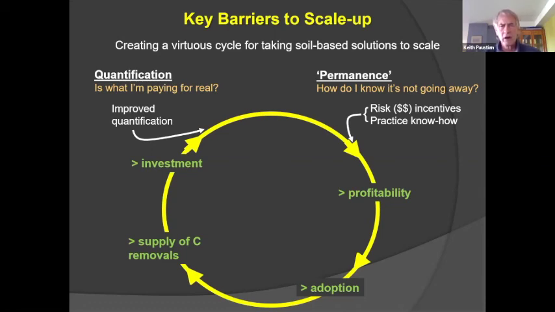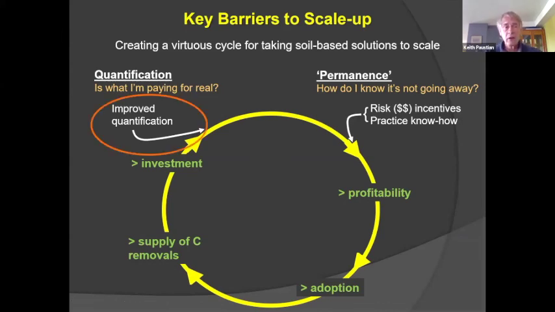If it's a better practice and you can get to it, then the chances of maintaining that over time are better. But of course, I think all of us recognize that there are risk issues to deal with, and so there is definitely a need for financial incentives to get over that. And then on the other side, quantification: improved quantification gives more confidence to business and other actors in this space. So with these kinds of interventions, you have the possibility of increasing the profitability of the producers, leading to increased adoption, leading to an increased supply of carbon removal that can be sourced by companies looking for that, and then you get increased investments, and that essentially drives this whole process.